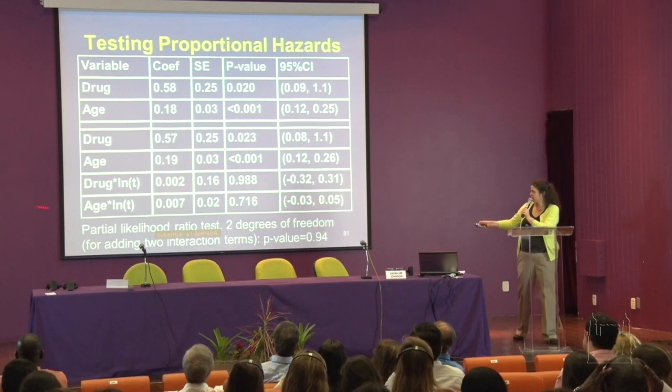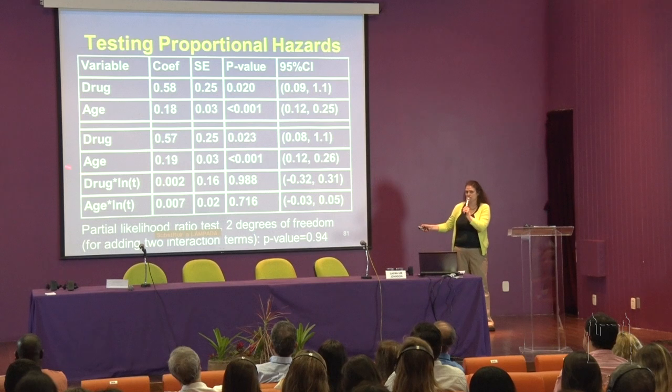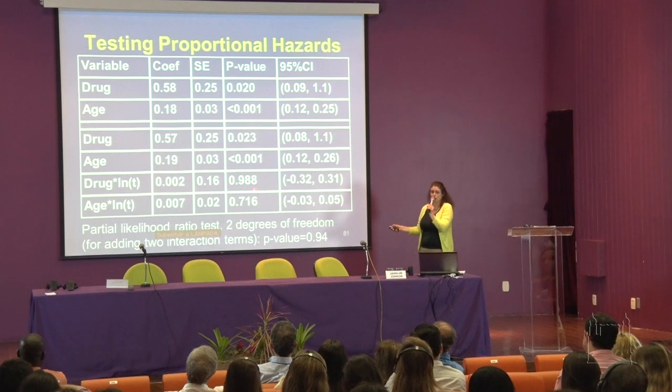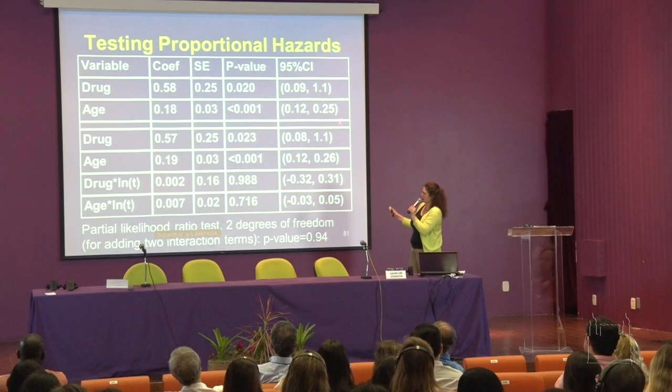Down here is where I have my bigger model, and I want to look at the drug-time interaction. These p-values, so this is where I do that quote-unquote Wald test, I look at these p-values, they're not significant. They're nowhere close to significant in anyone's imagination. Confidence interval, same way. When I compare models, this lower model and the top model, partial likelihood ratio test, there's something called 2 degrees of freedom because I added 2 new variables in there. Those 2 interaction terms, the p-value is 0.94.